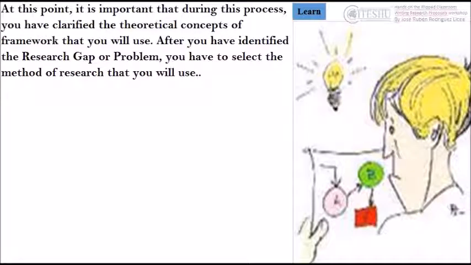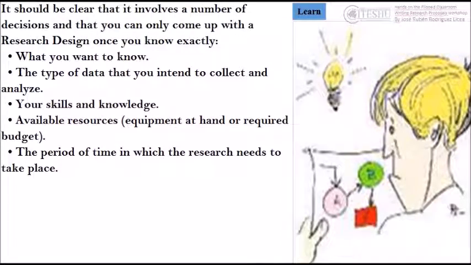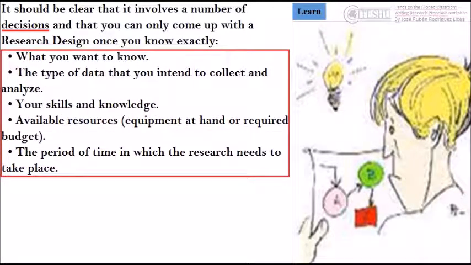At this point, it is important that during this process, you have clarified the theoretical concepts or framework that you will use. After you have identified the research gap or problem, you have to select the method of research that you will use. It should be clear that it involves a number of decisions and that you can only come up with a research design once you know exactly what you want to know. The type of data that you intend to collect and analyze. Your skills and knowledge. Available resources, equipment at hand or acquired budget. The period of time in which the research needs to take place.